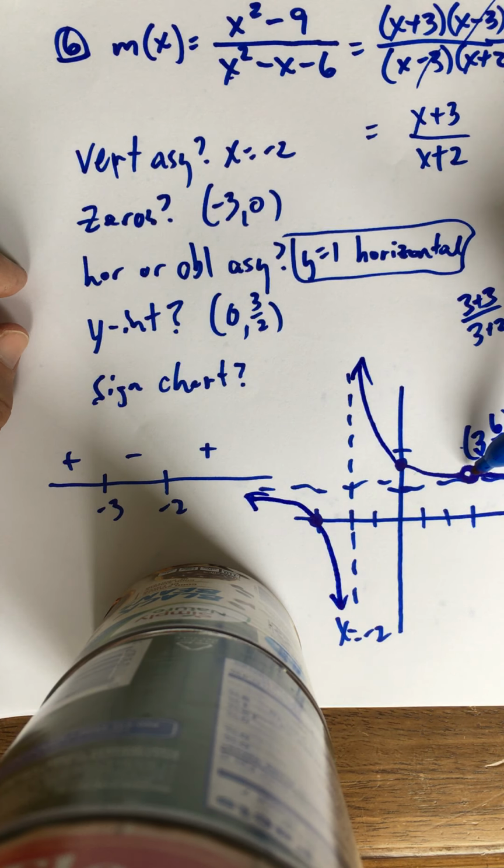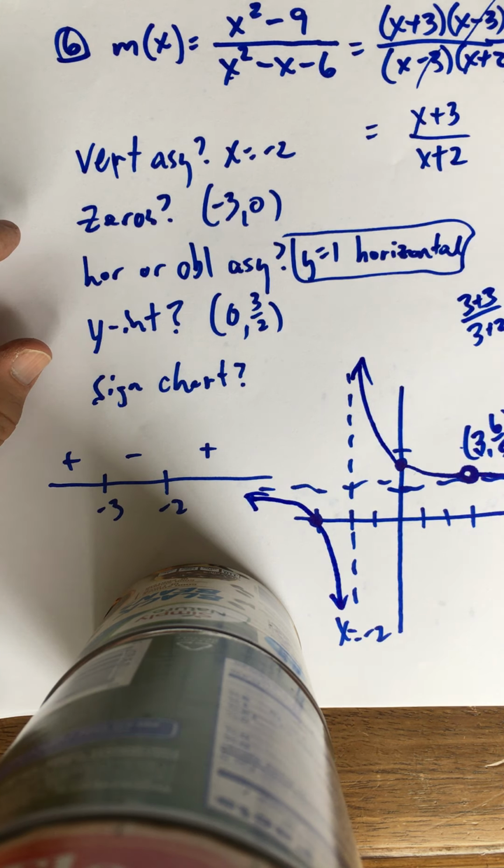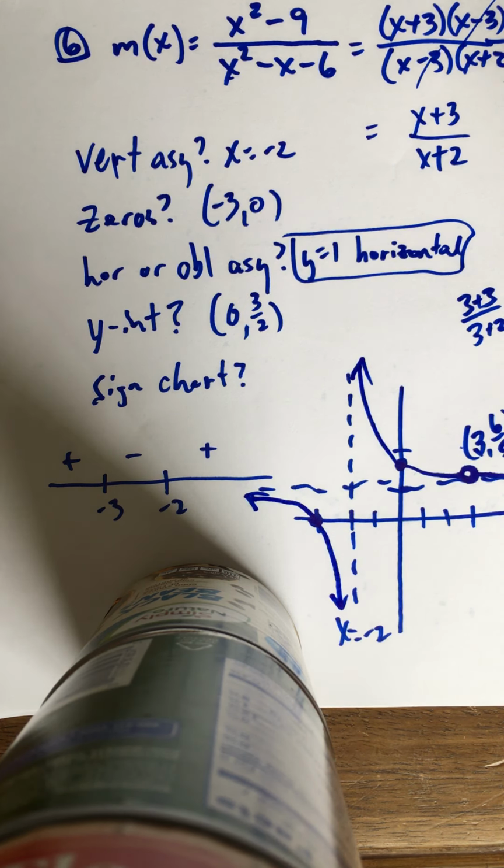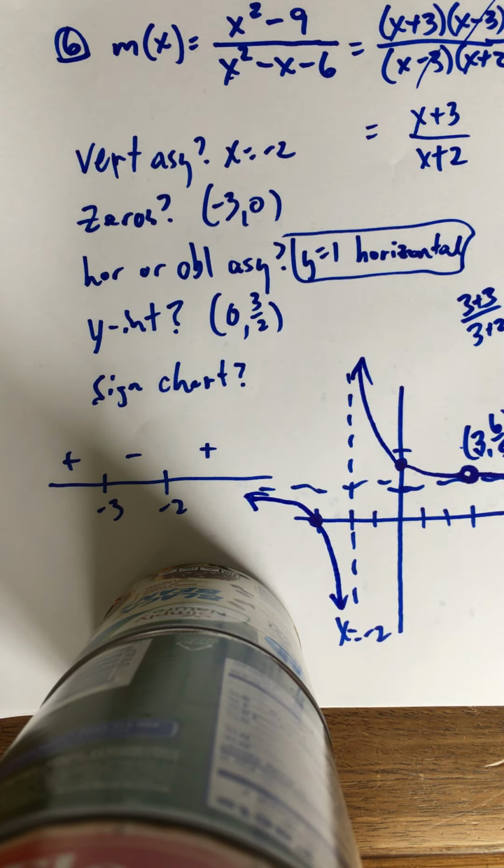There's my picture. The one new thing is, if something cancels, it puts a hole in the graph at that spot. That's called a point discontinuity. In other words, it's not continued through that point, but everywhere else it is, except for the vertical asymptote. Okay?